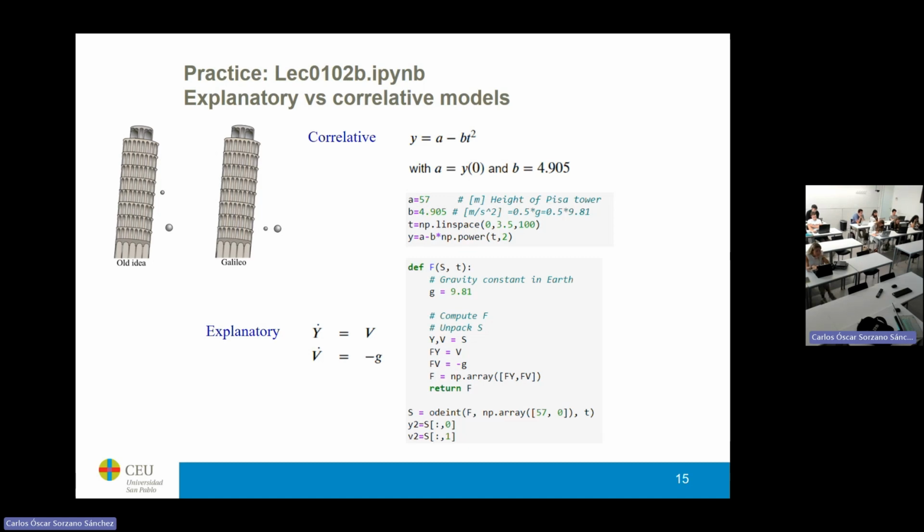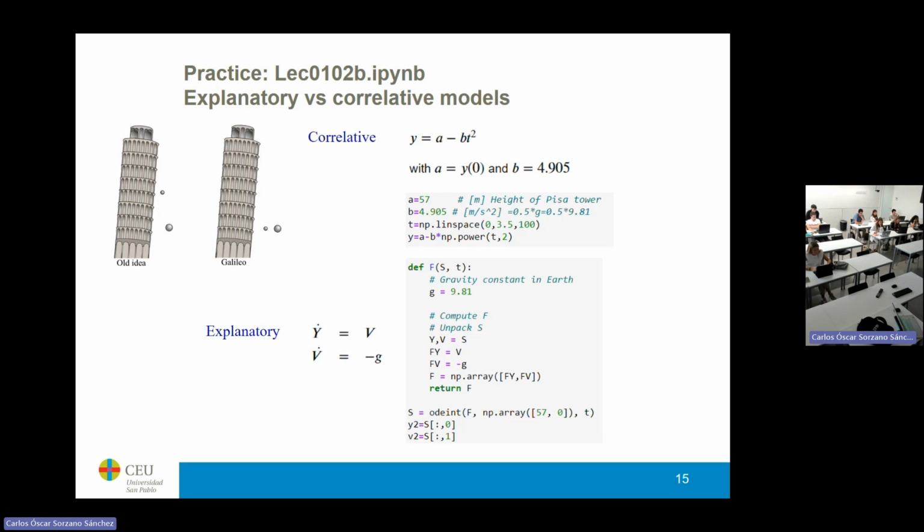Then I don't know how it will behave. But this one is explanatory. What I'm saying here is the change in height depends on the speed, and the change of speed depends on gravity. So this is a mechanistic model. This is the forces that are acting on that object. So I will define the gravity constant, and then I will define this F, that is the derivative. So the derivative of y is v, that is the velocity, and the derivative of the velocity is minus g.